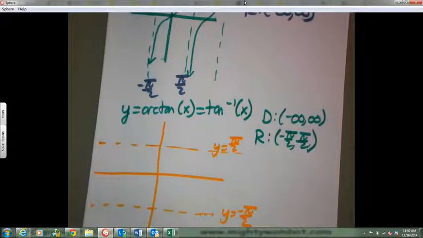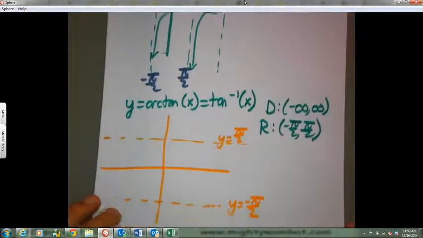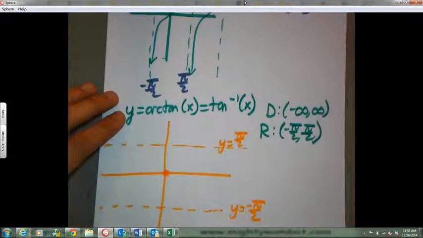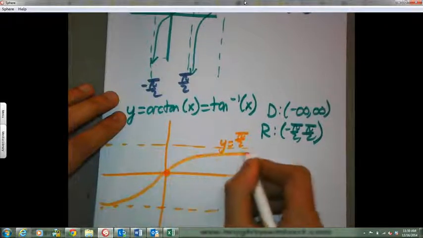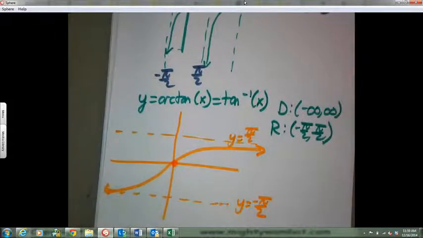The original tangent graph has the point (0, 0). This must have the point (0, 0). Connect the dots. The graph is approaching the horizontal asymptotes, but not touching. Questions? All right, that was the first skill we wanted to build.